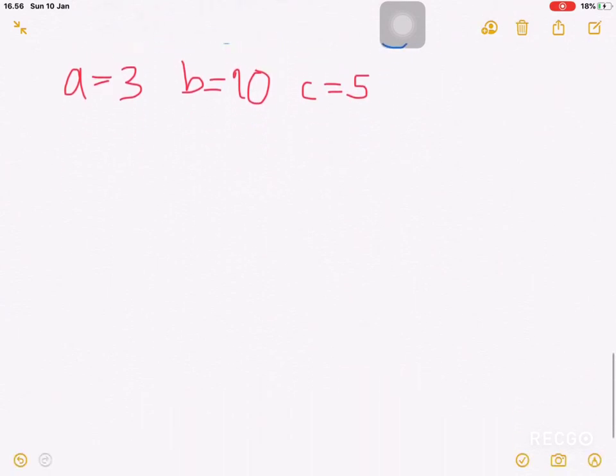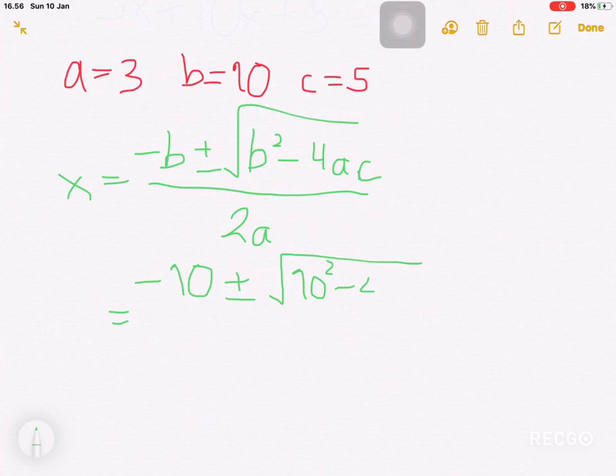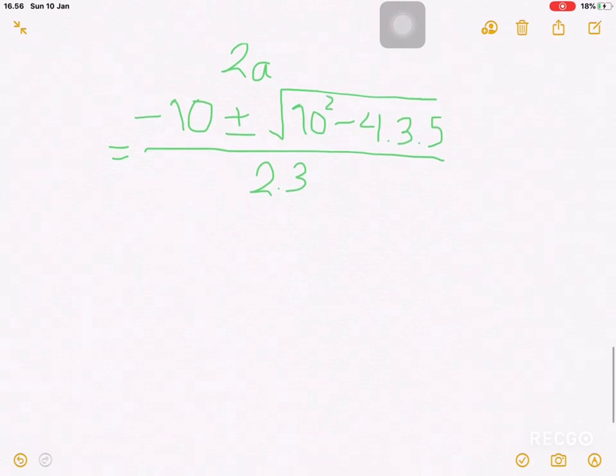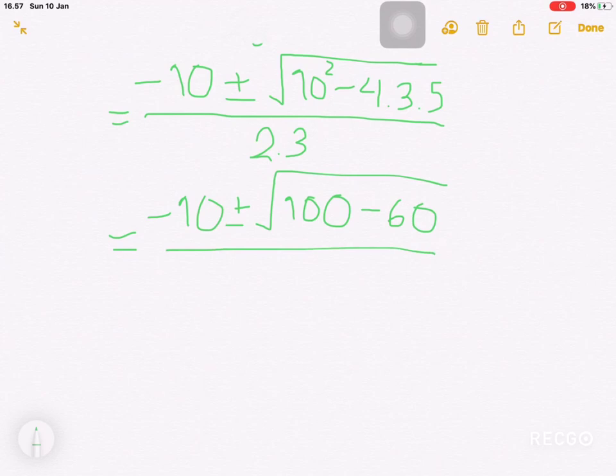Alright, now we're ready to write down our equation. So plugging in our a, b, and c values, we get negative b, which is negative 10, plus or minus the square root of 10 squared minus 4 times 3 times 5. This is all over 2 multiplied by 3. Okay, so we can simplify this right there. I'm just going to write down the whole simplification. So 10 squared is 100, and this whole thing becomes 60 if you count that. This is all over 6, and simplifying this a bit, we get this expression right here.